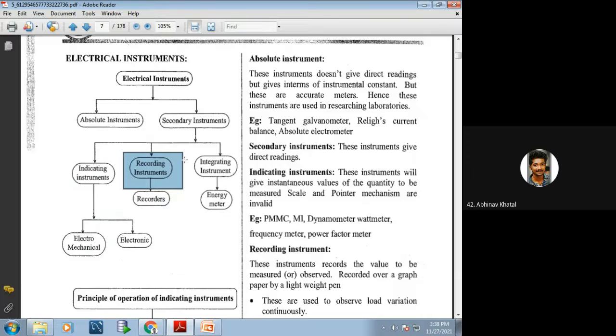So, the difference between analog and digital. Okay. And the energy meter records the energy which is utilized. Whatever energy consumption you have made for a particular duration, it records. So it belongs to the integrating type. Correct? Yes.